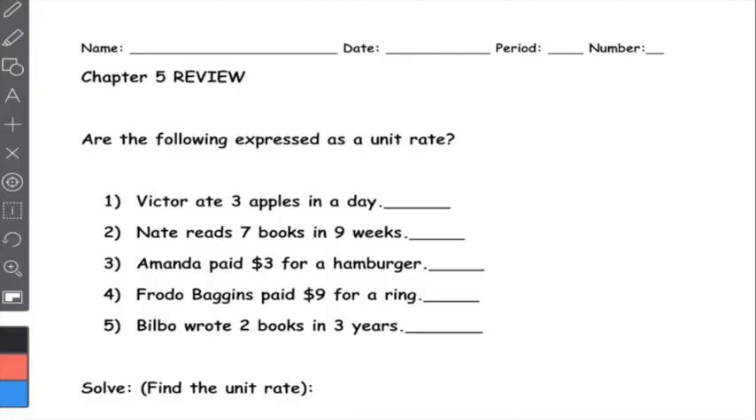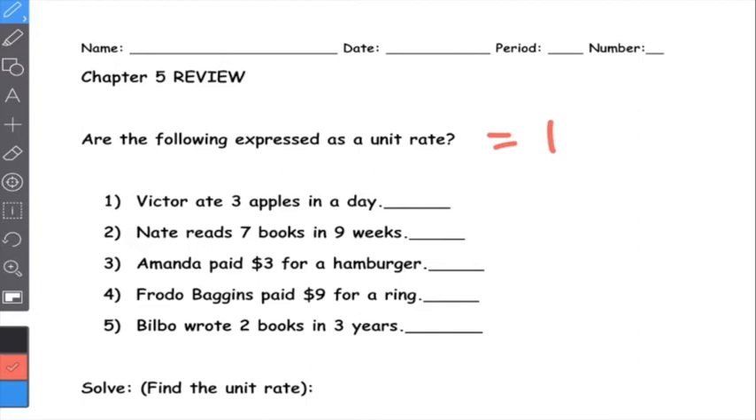All right, boys and girls, this is our Chapter 5 review. In the first part, it says, are the following expressed as a unit rate? And remember, unit rate must equal 1. So like 1 ounce, 1 pound, and so forth. It must be per 1, whatever the unit is.